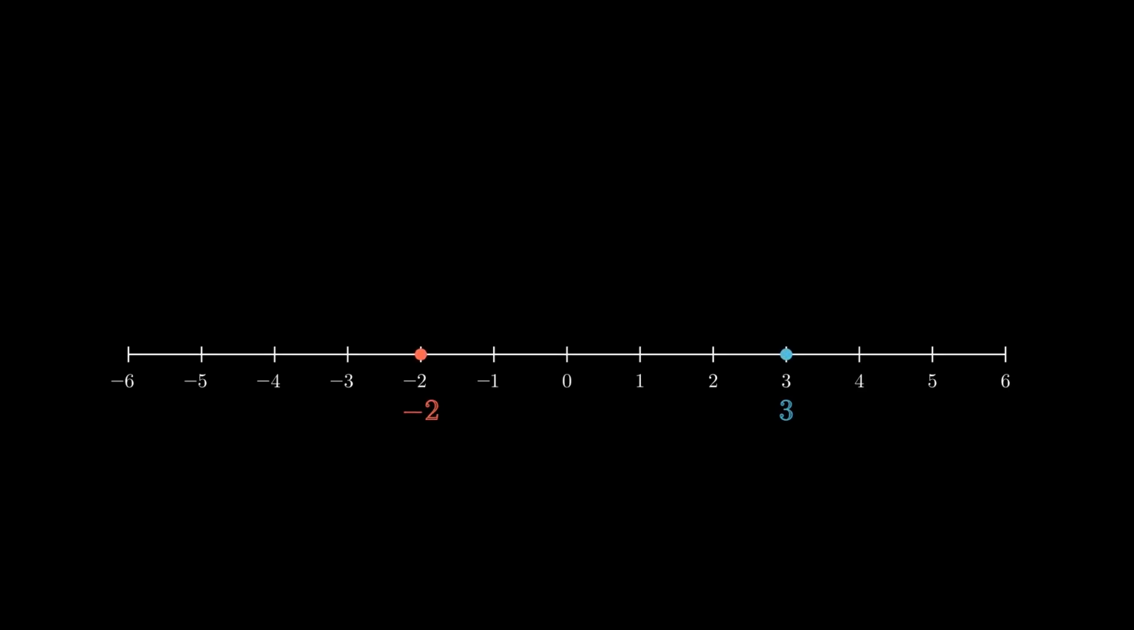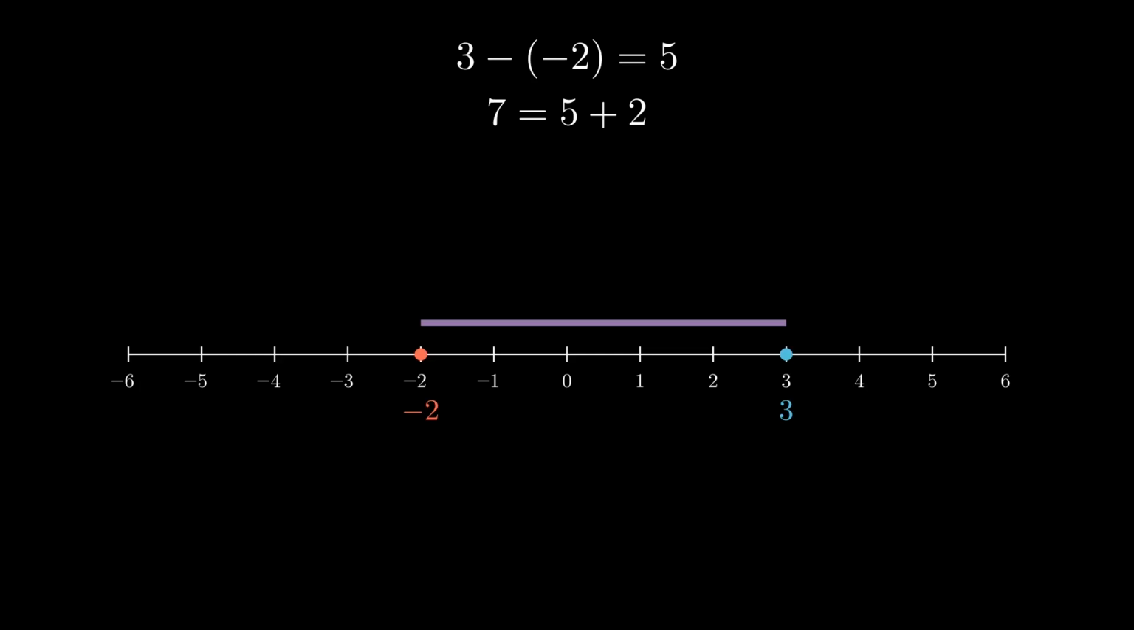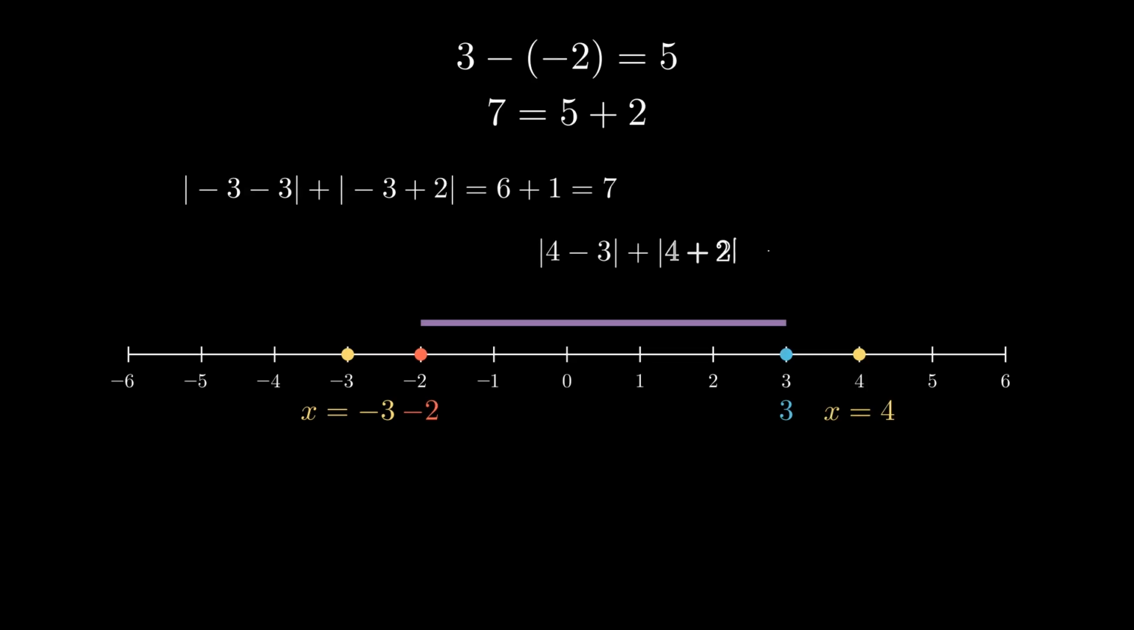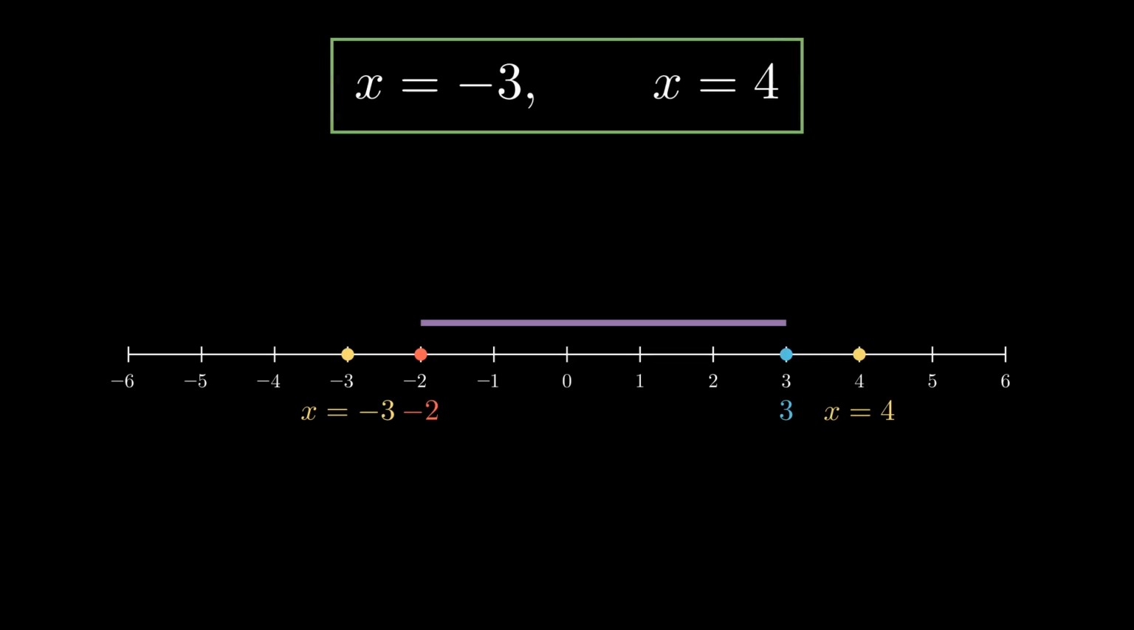The smallest possible total distance is the distance between the two fixed points. That is 5. But our equation asks for 7. We need 2 extra units of travel. The only way to get them is to move outside the interval. 1 unit beyond the left endpoint gives the first solution. 1 unit beyond the right endpoint gives the second. And we have solved the problem without ever splitting into cases.